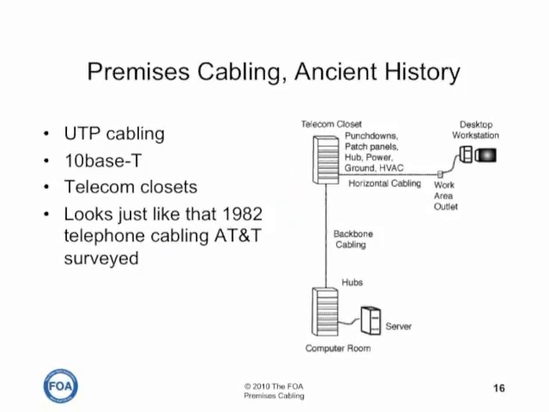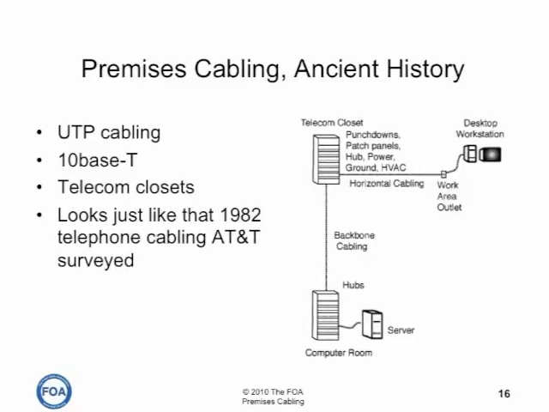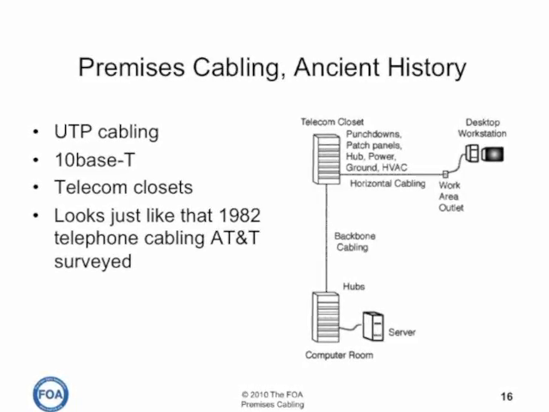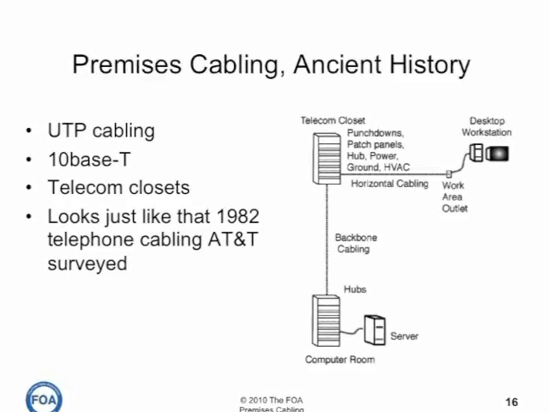Here's the ancient history of premises cabling. It's a computer in a computer room with hubs talking to more electronics in a telecom closet and going out to a workstation somewhere on a desktop.